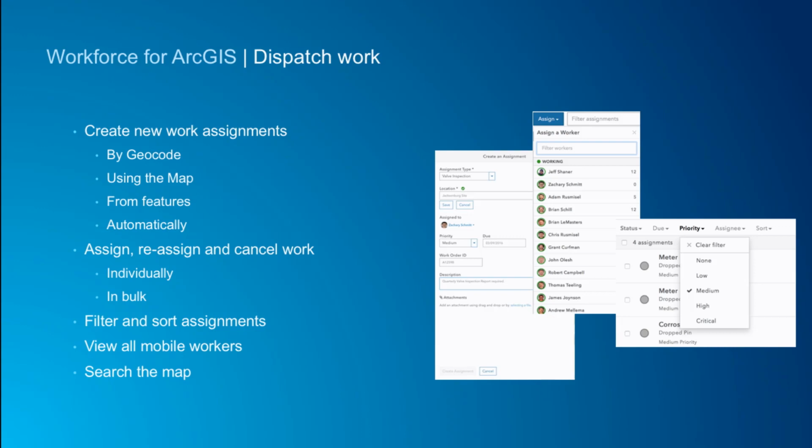The dispatcher is also able to filter through their assignments, so they can really narrow in to which assignments they need to focus in on and which they need to look at. And they're also given a view of where all their mobile workers are located. Really, for the dispatcher, what we're trying to do is give them that context, both in list and in a map form, of where their workers are, where the work is being done, and what assets that work is being done on.